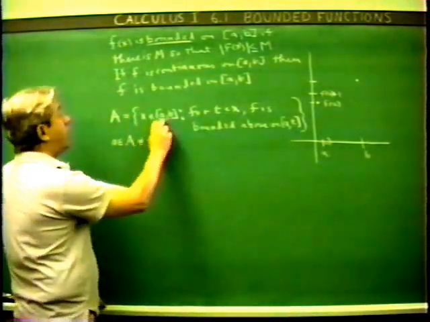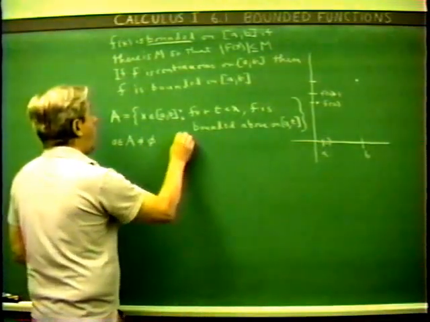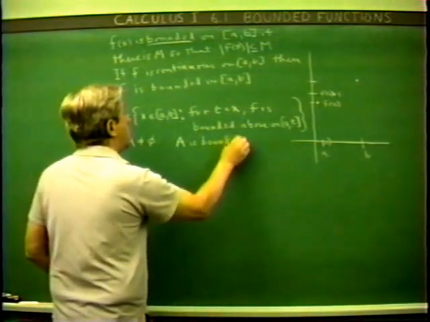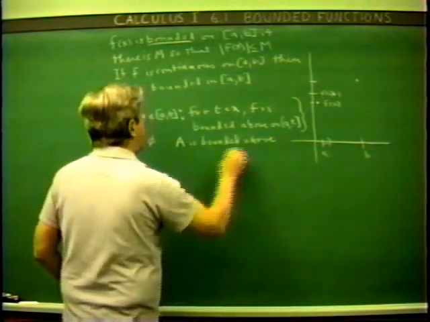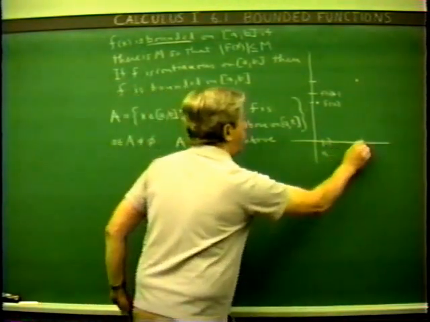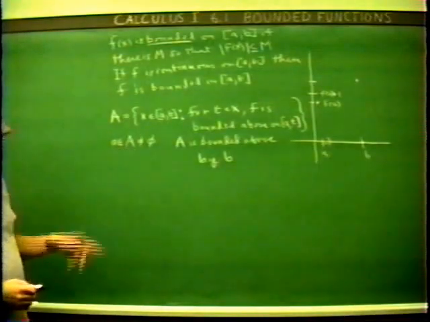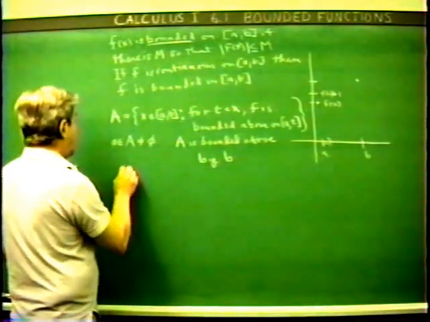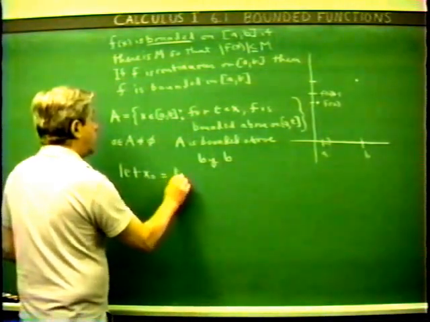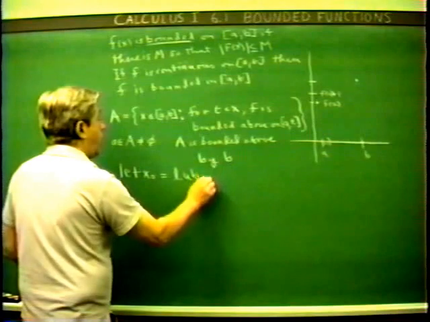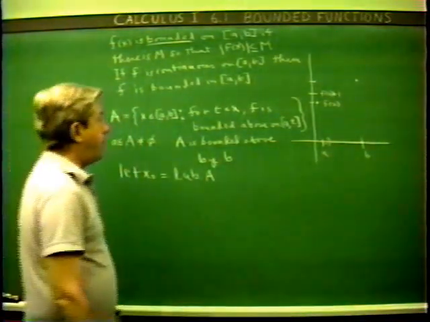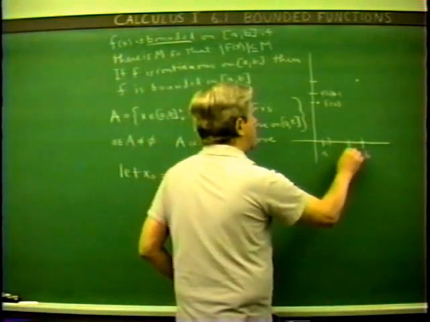And since we're only looking at x in the interval [a, b], A is bounded above by b. All right? b is an upper bound for A. And so consequently, this set A has a least upper bound. And let's let x naught be equal to the least upper bound of A. Now, we want to show that x naught is b.